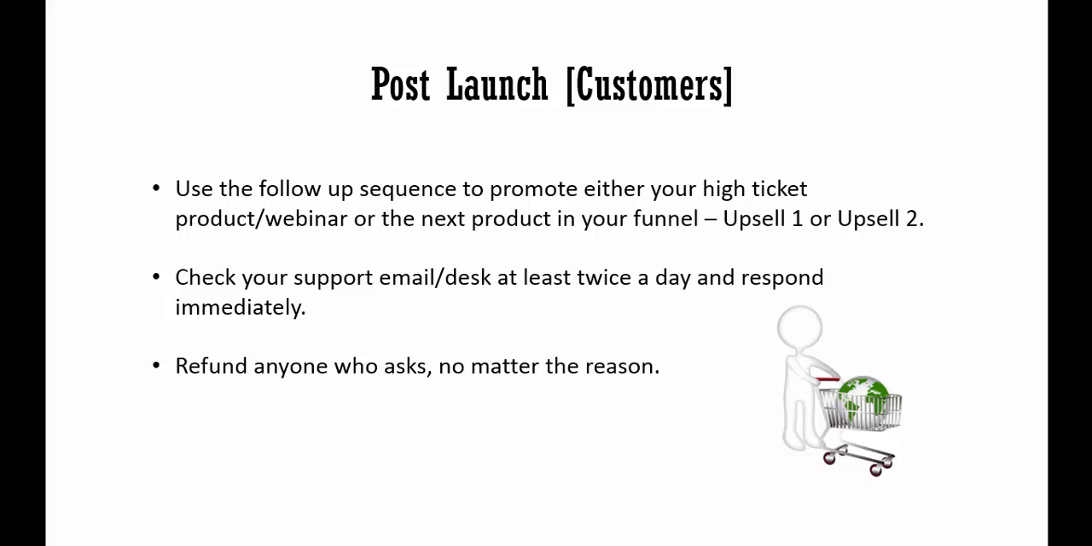So use your follow-up sequences to promote either the high ticket product webinar or the next product in your funnel. Remember when we looked at creating our follow-up sequences and looked inside the autoresponder, we created a number of lists for each product, and then we used automation to make sure when somebody subscribes to the upsell one list, they're removed from the front end list. So within your follow-up sequence, for the next 5-7 days, you need to be promoting your upsell. This is to get people through the funnel. You need to make sure these guys are buyers, and it's obviously going to make you more money.